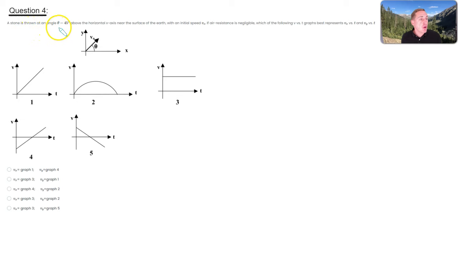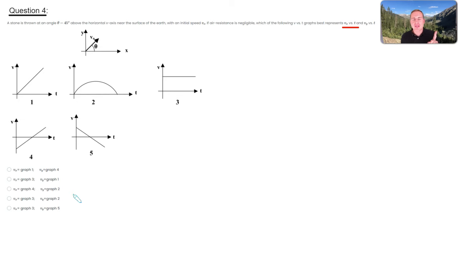A stone is thrown at an angle of theta equals 45 degrees above the horizontal x-axis near the surface of the Earth with an initial speed v0. If air resistance is negligible, which of the following v versus t graphs best represents vx versus t and vy versus t? And notice we've got lots of choices. We've got 5 different graphs and lots of combinations. So I'm going to suggest that the best way to solve this problem is to predict what we expect Vx versus t to look like, and then likewise in a moment Vy versus t.